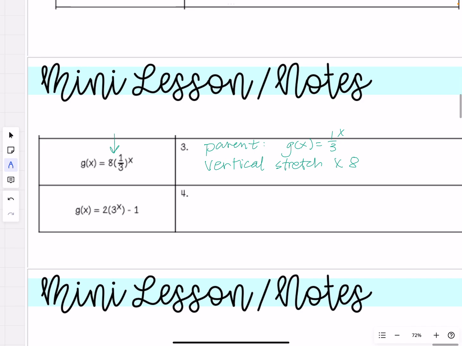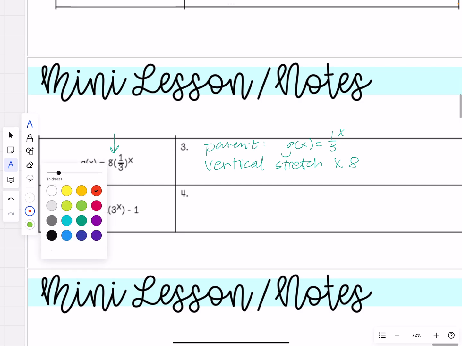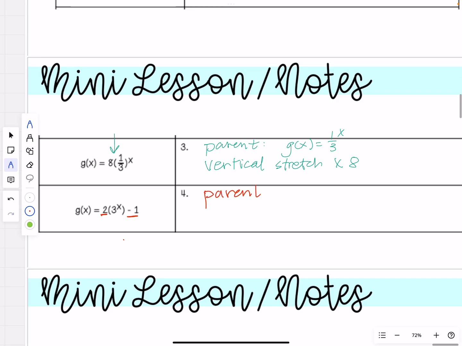All right, and for number 4, we have more than one transformation going on. We see something going on at the end and something going on at the beginning. So let's start by identifying our parent function. Our parent function is the b to the x part, so g of x is equal to 3 raised to the x. And then what's going on with that -1?